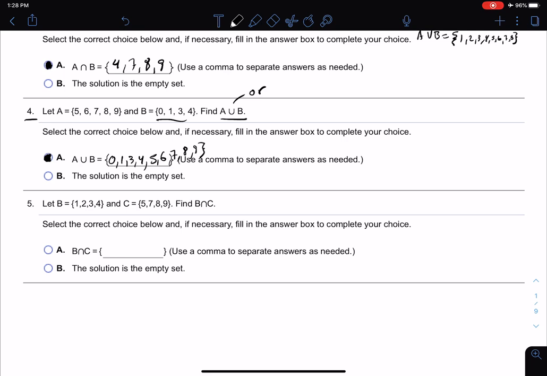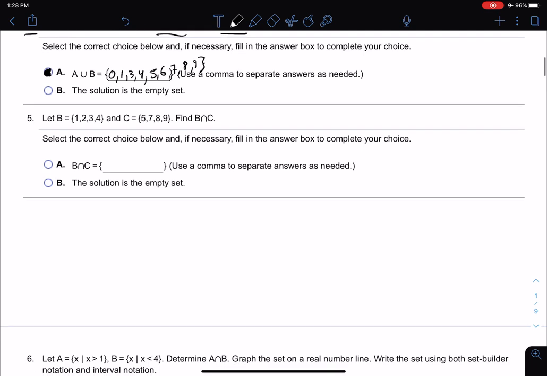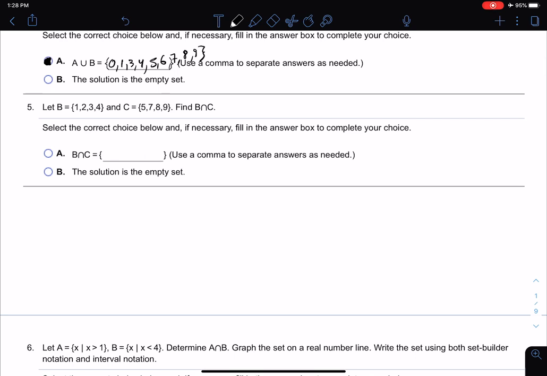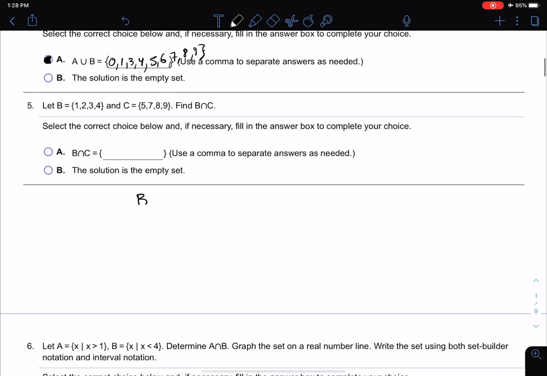Okay, let's take a look at, so 0, 1, 3, 4, 5, 6, 7, 8, 9. Yep, there's the union. Okay, number 5. Let B equal 1, 2, 3, 4, and let C equal the set 5, 7, 8, 9. Find the intersection. Since I've got space, let me go ahead and draw this out. I've got set B and I've got set C.